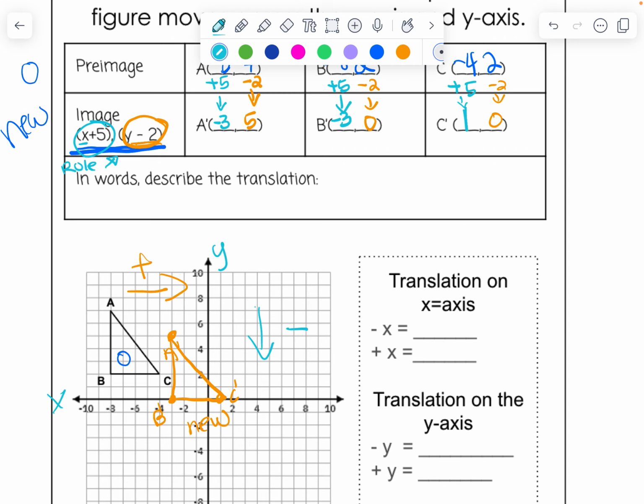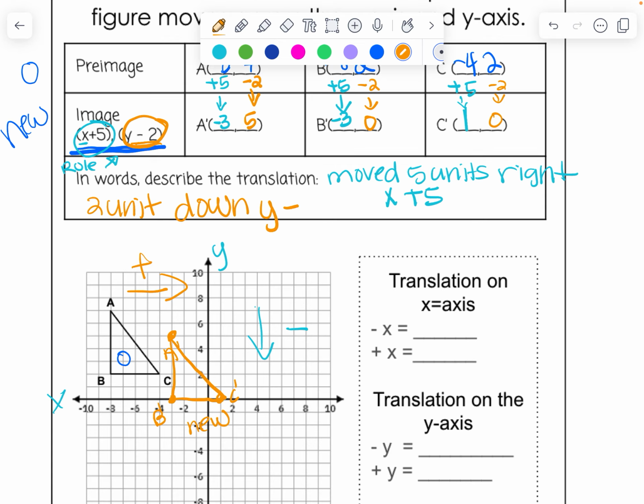Okay, so in words, what happened to the translation? So it basically moved 5 units to the right. That's where they got the X plus 5. And then it went 2 units down. And that's where they got the Y minus the 2. So that's in words, and I'm comparing that to the actual rule.